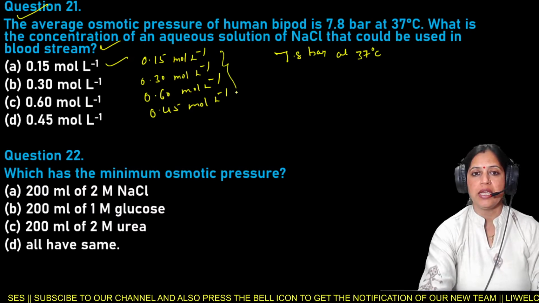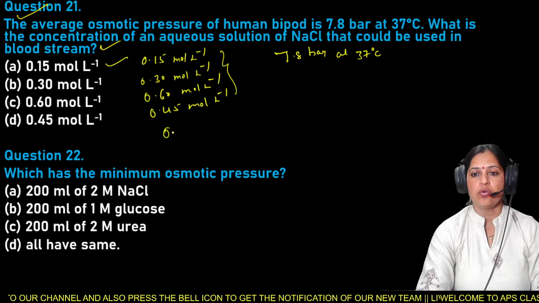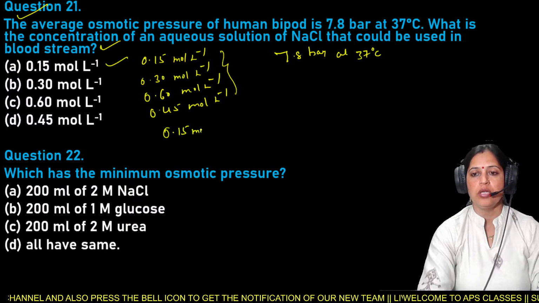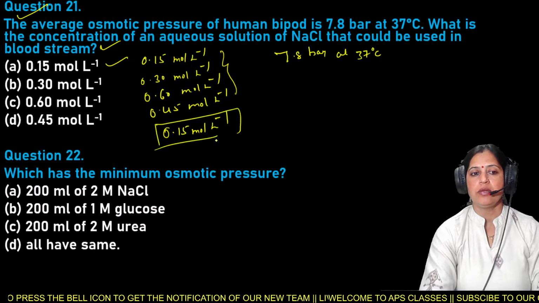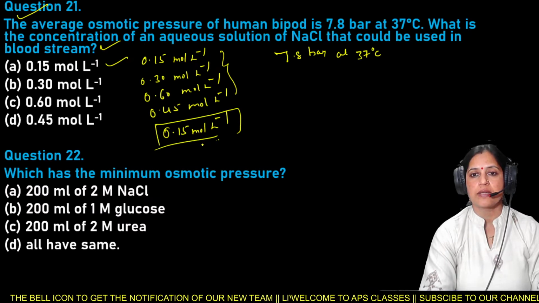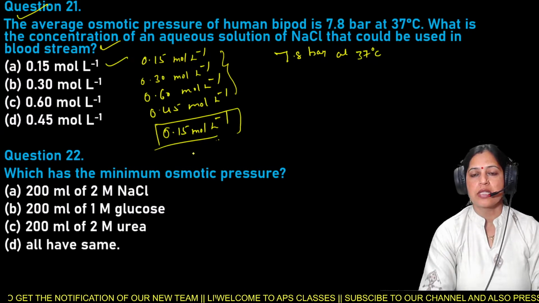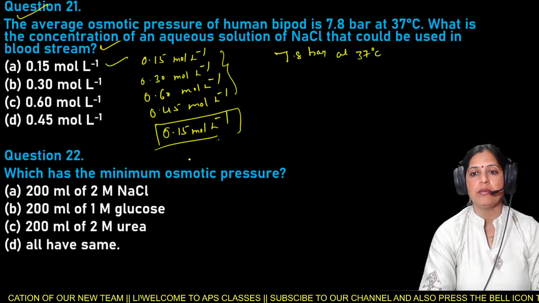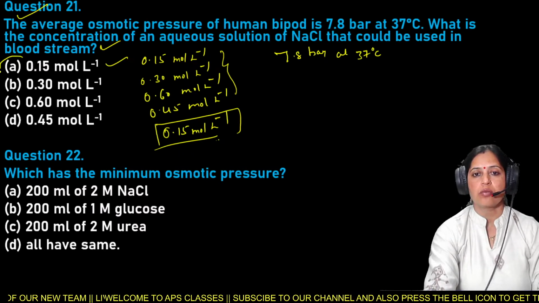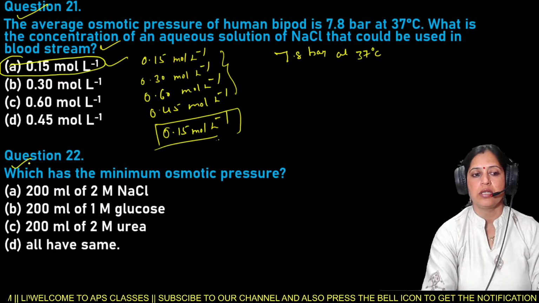Options are given and it is the question number 21. That is 0.15 mole liter inverse. So this is the concentration of an aqueous solution of sodium chloride that could be used in the bloodstream. So here option A is the right answer for the question number 21.